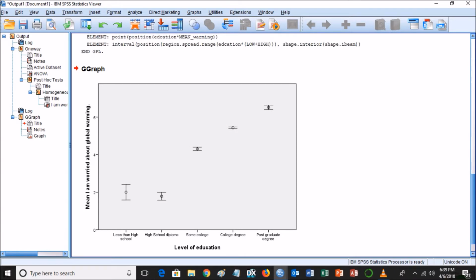test showed us. Yes, the less than high school and high school educational levels cluster right around low on the I am worried about global warming, and it goes up as you have more and more education, with postgraduates having the highest concern about global warming.